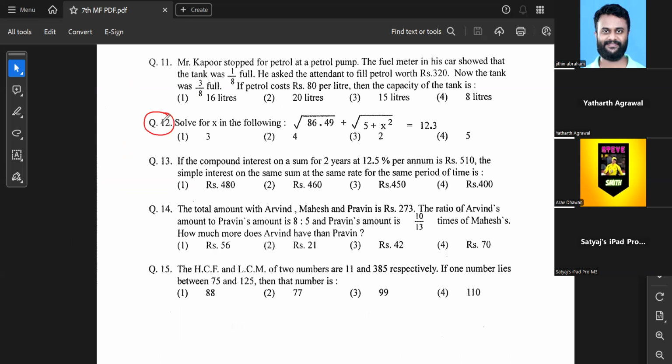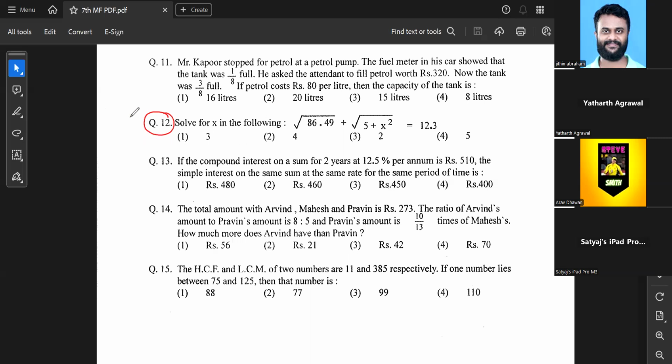Basically, first we'll have to find the square root of 86.49, which is 9.3. So we get 9.3 plus root of 5 plus x square is equal to 12.3. We take 9.3 to the other side. So root of 5 plus x square is equal to 12.3 minus 9.3, which is 3. We can take the square root to the other side, so it becomes square. So 5 plus x square is equal to 9. So x square is equal to 9 minus 5, which is 4. So x is equal to 2.